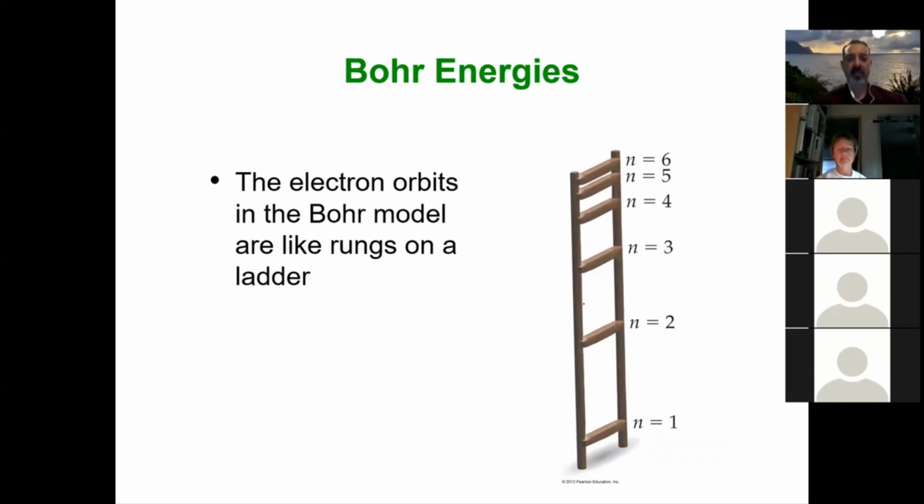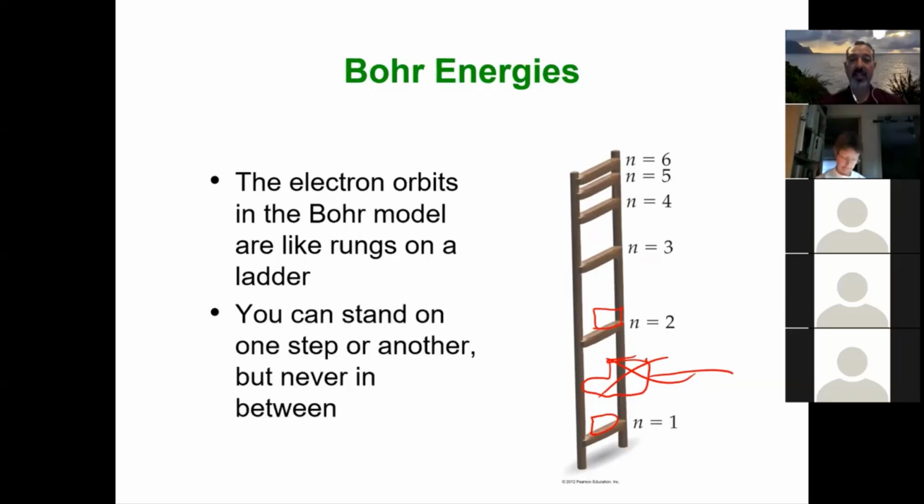So the bond energies, the electron orbits in the Bohr models, they're like rungs on a ladder, right? You can't have your foot in between the rungs of a ladder. You have to be on a rung, or on another one. You can't be in between. So you're either on one rung or the other. That's why those lines are very discrete and distinct, and they're not continuous like white light. You can stand on one step or the other, but never in between.